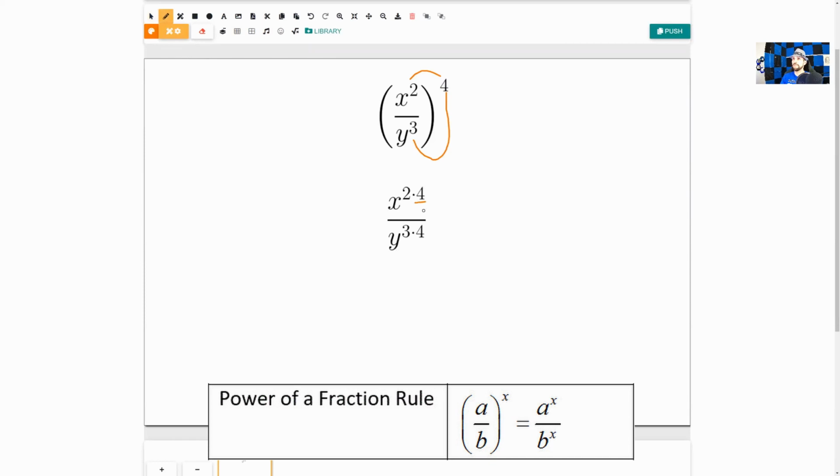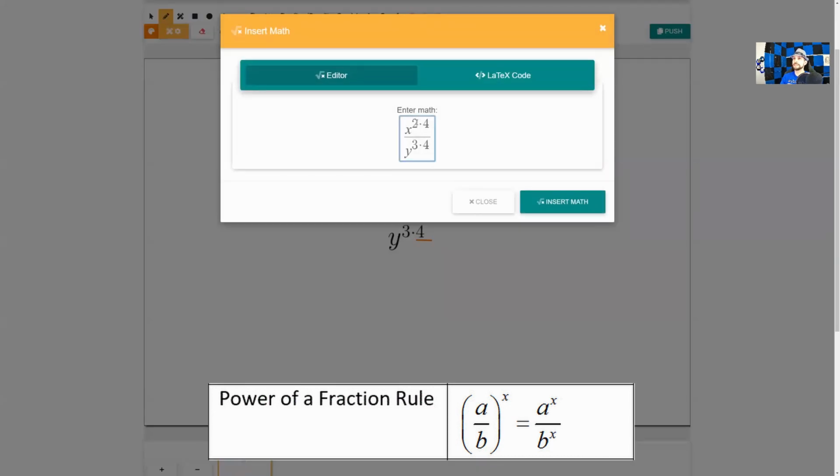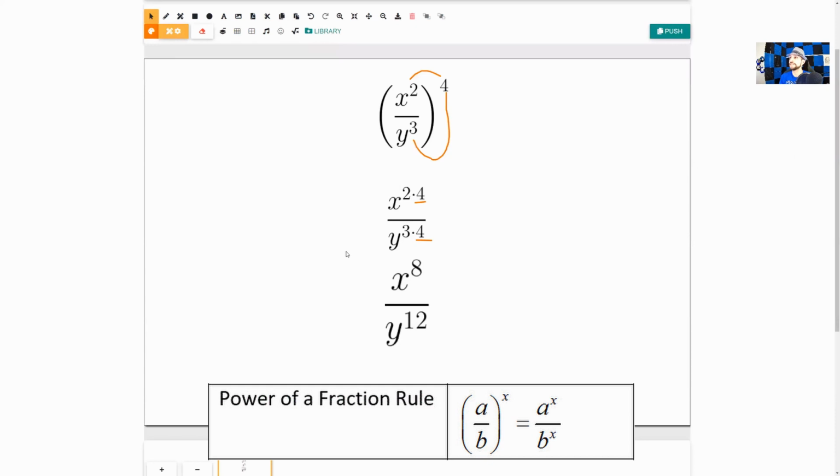You can see where that 4 came from. It was just the exponent applied to everything inside of the parentheses. So we can simplify this: x to the 2 times 4 is just x to the 8th. Y to the 3 times 4 is just y to the 12th. And we're done. Let's cover a simple example of this.